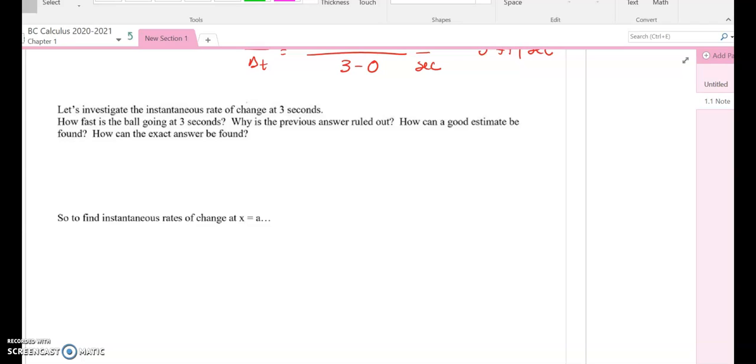So in the end, I got the average rate. But is that the rate at 3 seconds? At the moment of 3 seconds, what is the speed? And how could a good estimate be found? And how could an exact answer be found? So we have to go ahead and find a method to do this.